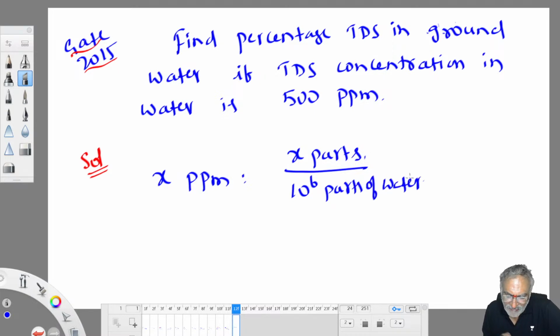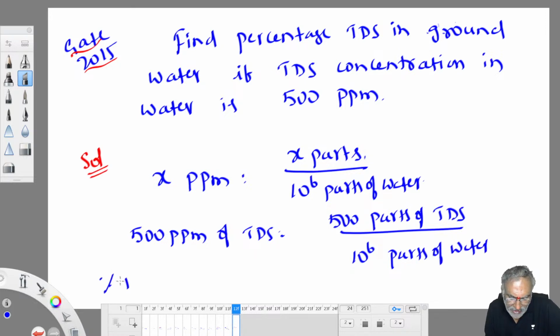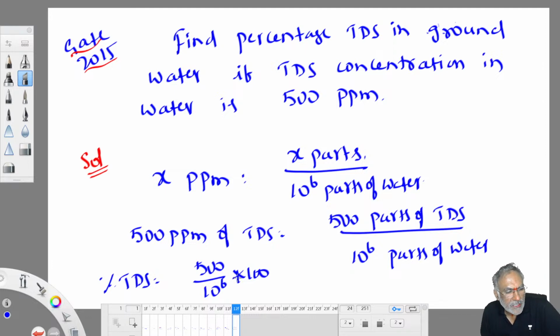That's the meaning. So 500 ppm of TDS means 500 parts of TDS in 10 power 6 parts of water. Therefore, the percentage TDS in water is equal to 500 by 10 power 6 into 100, which is 0.05%.